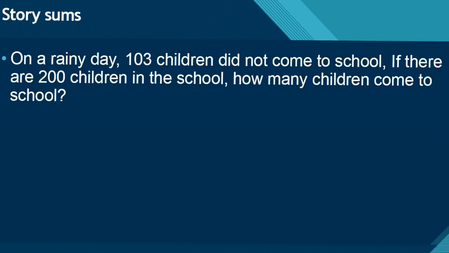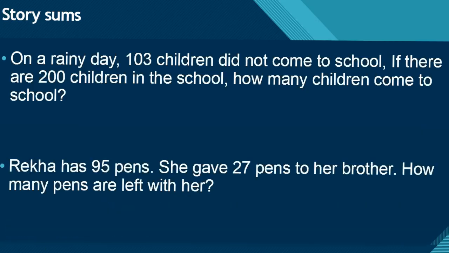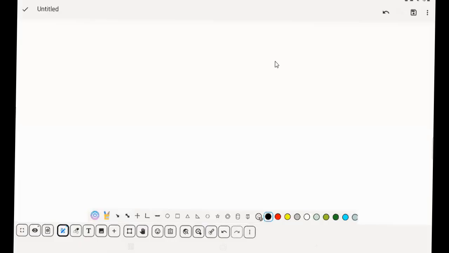Now move to the next example. Rekha has 95 pens. She gave 27 pens to her brother. Now, how many pens are left with her? So there is a keyword, left. We need to subtract the number. Then quickly see on the whiteboard how many pens Rekha has.